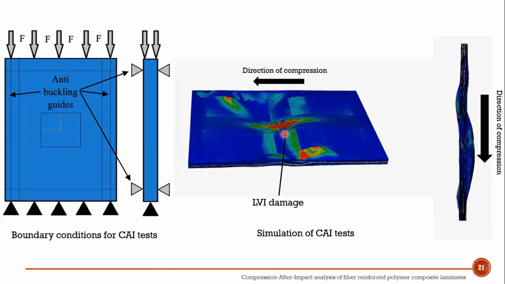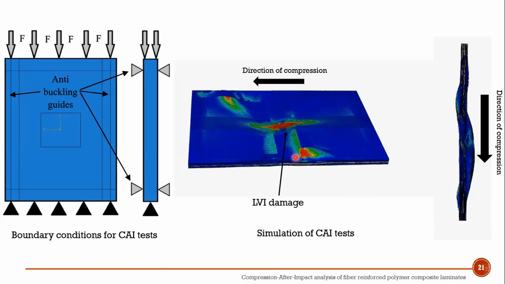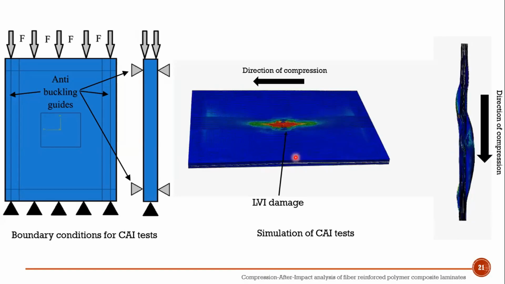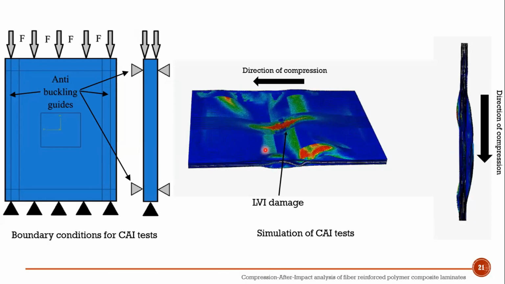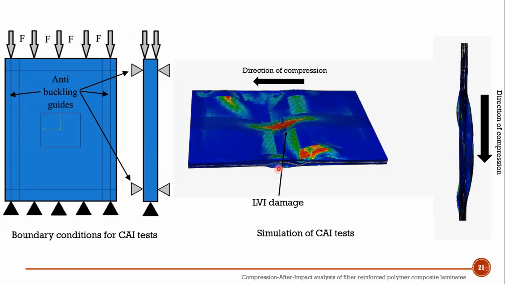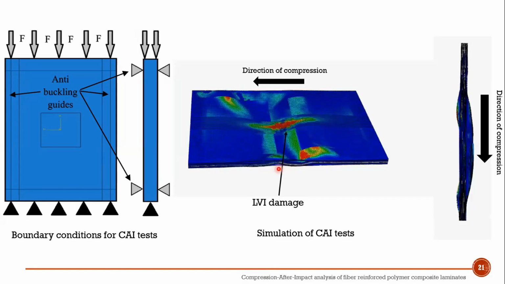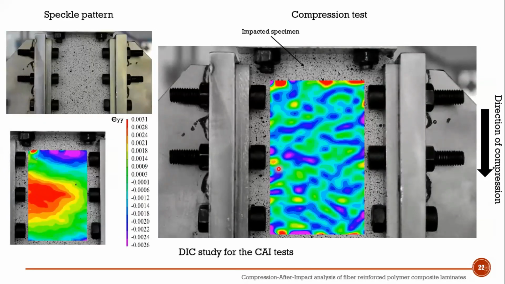Once we have our damaged specimen, we remove all its boundary conditions and loading conditions, including our impact and everything, and then, like the LVI impact-damaged specimen, we feed it our next step for this compression after impact test. Once we have both simulation datasets, we can correlate those data with our experiments. Yeah, so this is for a DIC study.